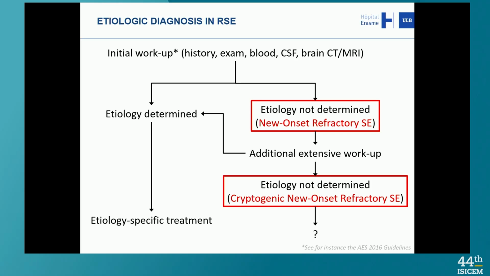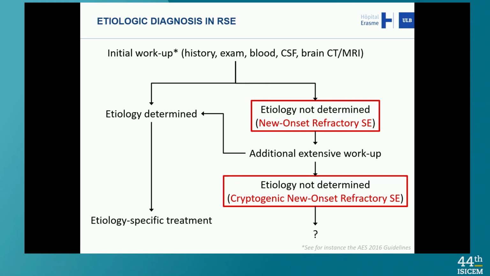In those situations where you have new-onset refractory status epilepticus, then you will do an additional extensive workup, trying to look for these additional etiologies like autoimmune encephalitis, atypical CNS infection, maybe some genetic disorders. And sometimes you will find the etiology. And then again, that may lead to etiology-specific treatment. If it's antibody-mediated encephalitis, well, you'll start rituximab, for instance. If it's an atypical CNS infection, maybe there is some specific antibiotic that you need to give to your patient, in addition, again, to treating symptomatically the seizures.